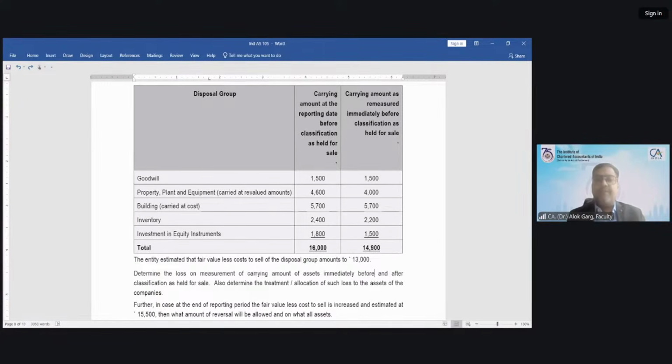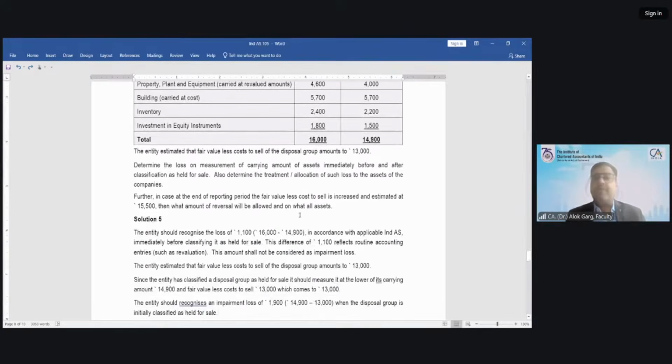Determine the loss on measurement of carrying amount of assets immediately before and after the classification as held for sale. Immediately before the classification, what was the loss? From 16,000 it became 14,900, means 1,100 loss. And after classification as held for sale, 1,900 loss, right? Also determine the treatment or allocation of such loss to the assets. Now you are required to show how this loss, before and after classification as held for sale, has to be allocated.